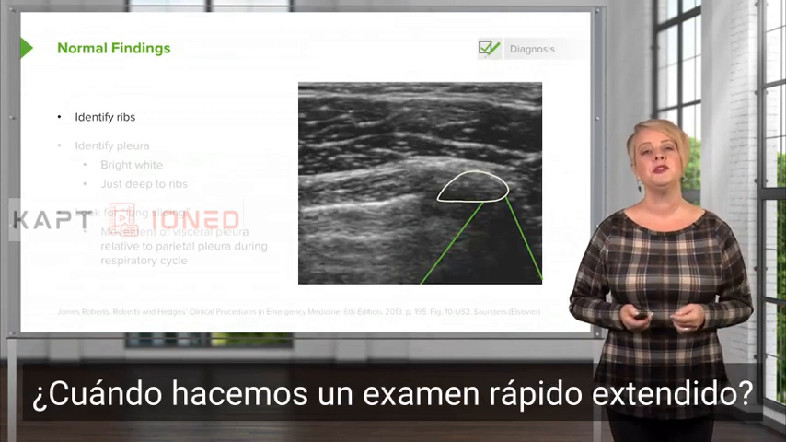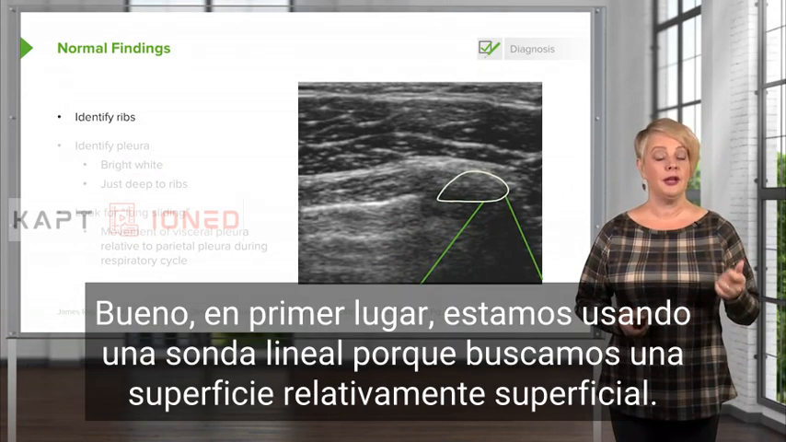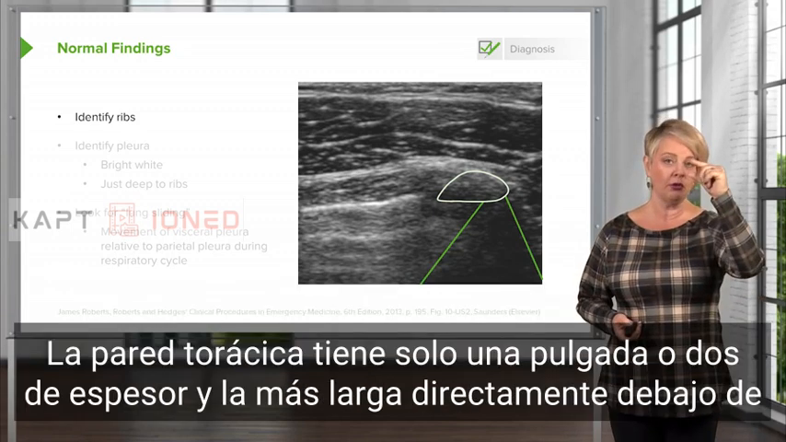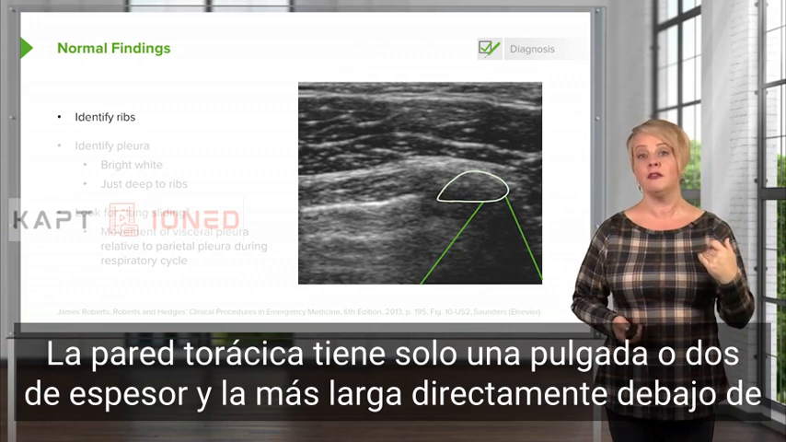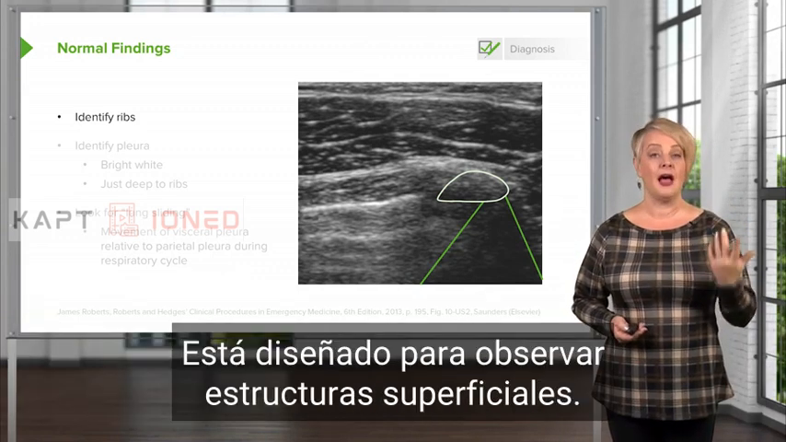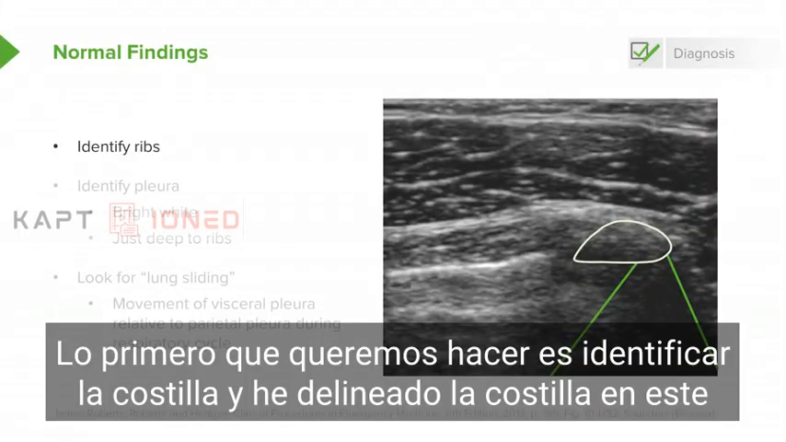So what are we doing when we do an extended FAST exam? Well, first off, we're using a linear probe because we're looking at relatively superficial structures, right? The chest wall is only an inch or two thick and the lung is directly underneath of it. So we're going to use a linear probe that's designed to look at superficial structures. The first thing we want to do is identify the rib.